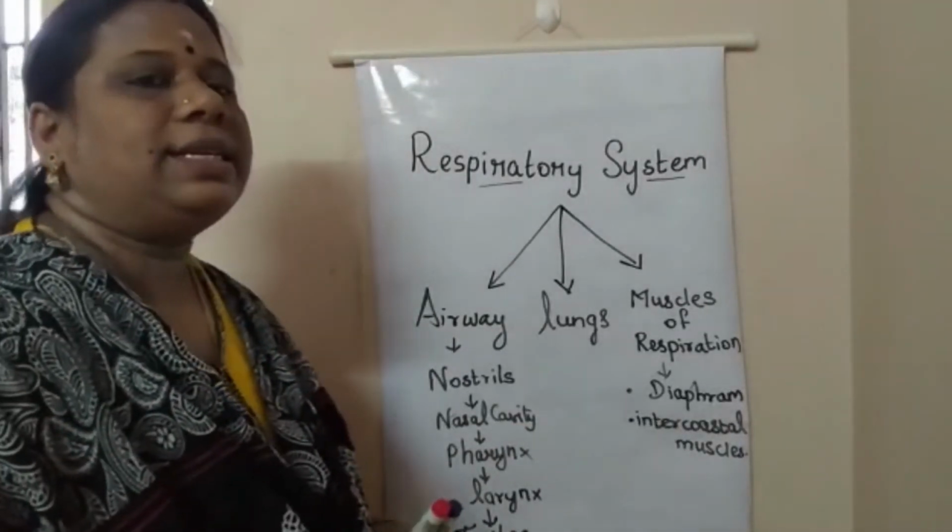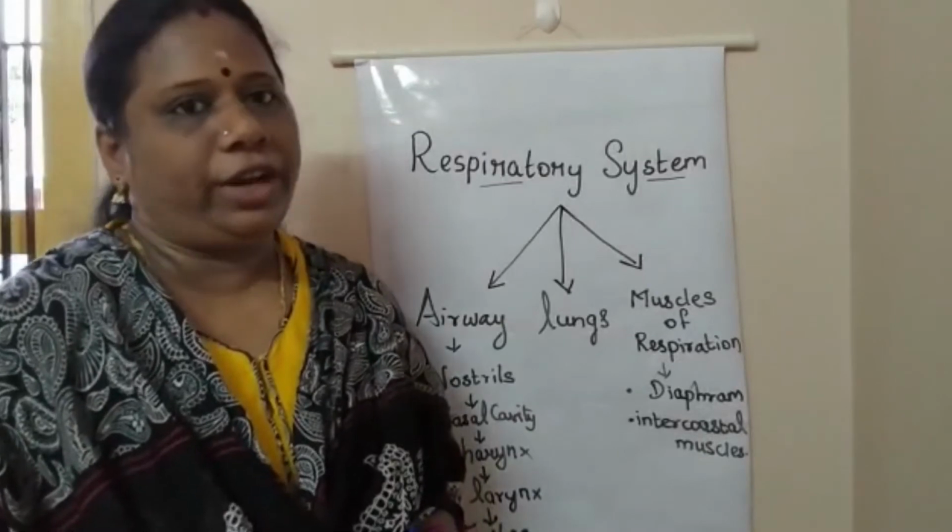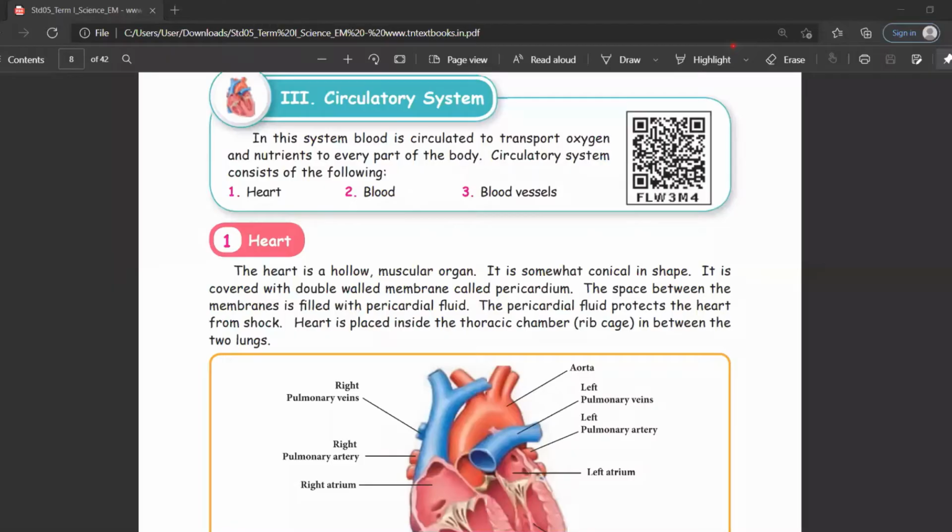The next topic is circulatory system. Take your textbook and get ready, children. Let's read circulatory system. In this system, blood is circulated to transport oxygen and nutrients to every part of the body. So in this circulatory system, what happens? Blood is circulated to transport oxygen and nutrients to every part of the body. Circulatory system consists of the following: heart, blood, and blood vessels.